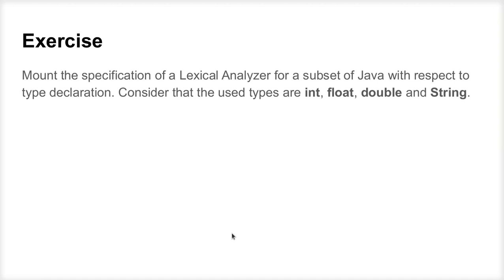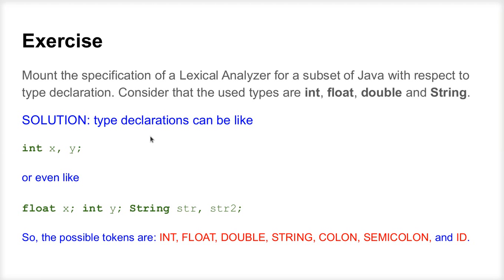Okay, so let's do an exercise here. Mount the specification of a lexical analyzer for a subset of Java with respect to type declaration. Consider that the types are int, float, double, and string. So, type declarations can be like int x and y, or even like float x, int y, string str, str2.